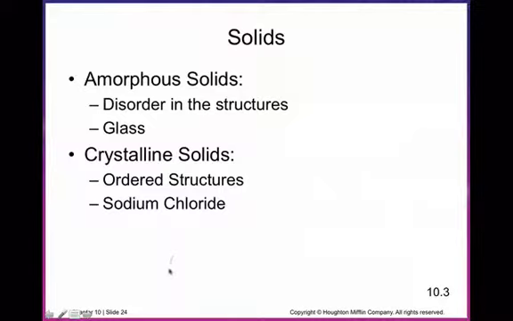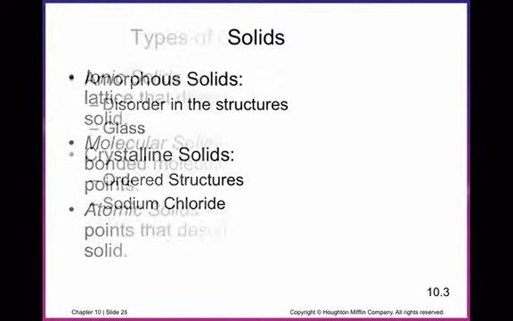Jumping to solids. Solids can have two types: amorphous solids and crystalline solids. Amorphous solids are very disordered in their structure. There's no pattern to how they're put together. An example of that is glass. Crystalline solids, on the other hand, are very ordered. They have regular repeating patterns that we can see, and the example for that one is sodium chloride.